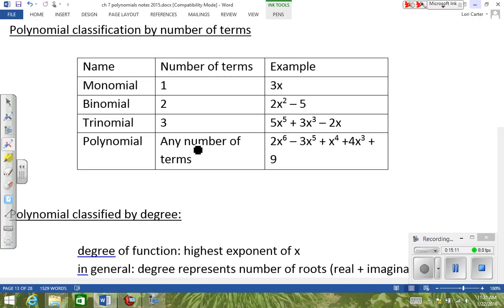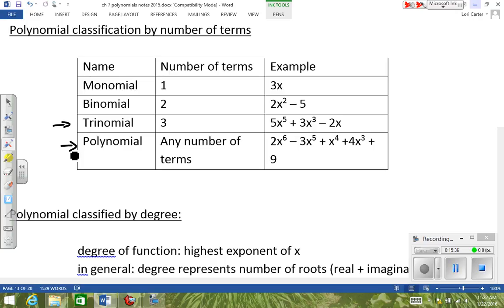Monomial, one term. Binomial, how many? Two. These are just examples over here. Trinomial, how many? Three. Poly just means 4 plus. Actually, a monomial is a polynomial. A binomial is a polynomial. Everything's a poly, but the first 3 have special names.